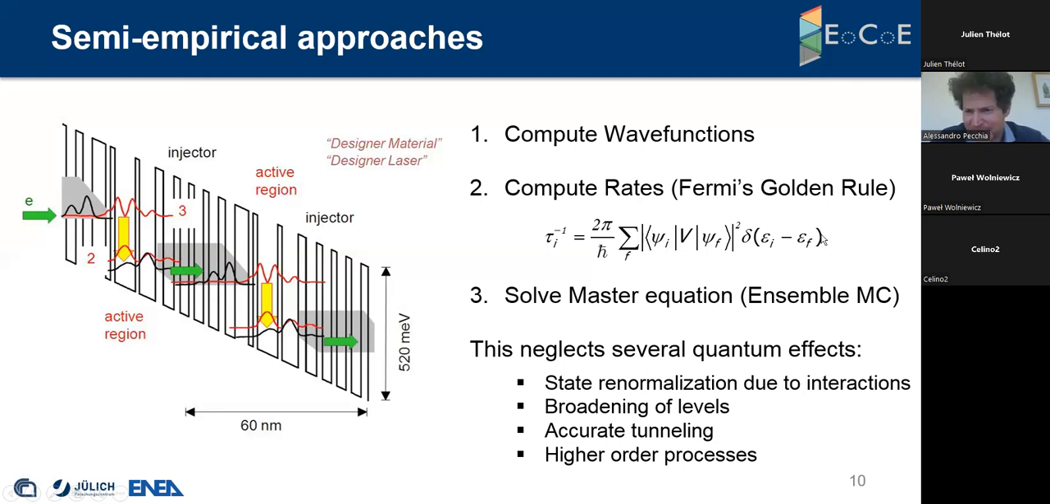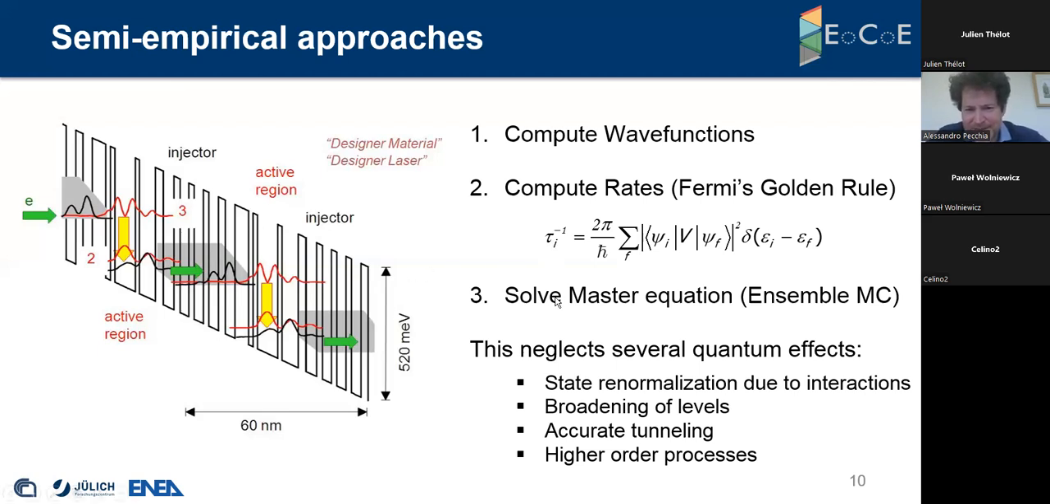This is probably the most famous formula in quantum mechanics. It's called the Fermi golden rule, basically, that allows you to compute rates from the wave function. And this V is the perturbation potential. It's the potential that actually allows a transition from an initial to a final state.